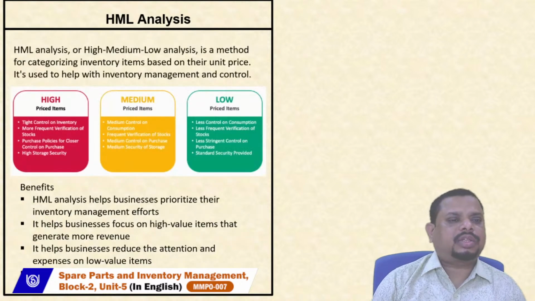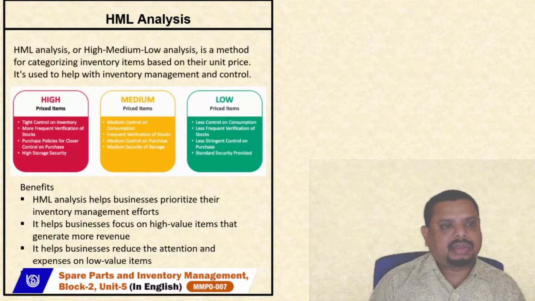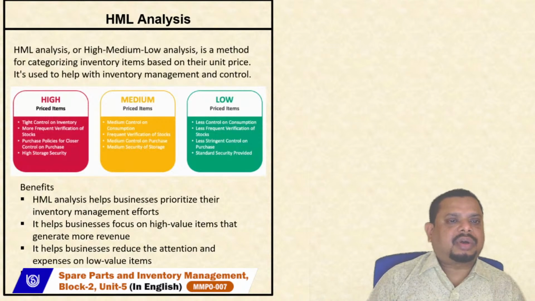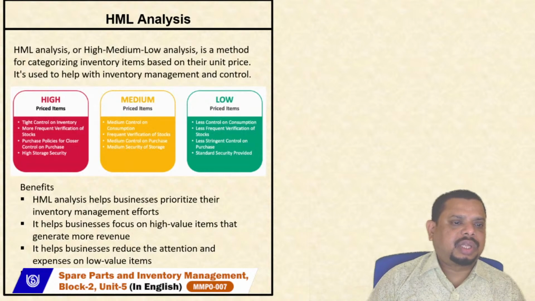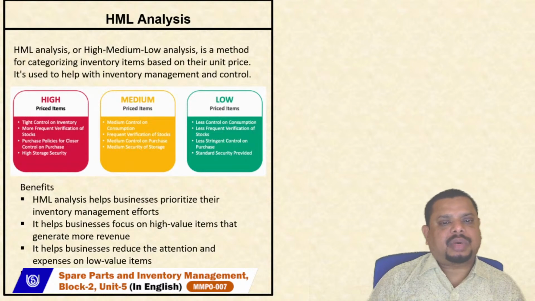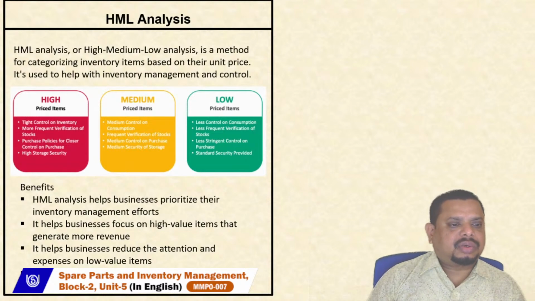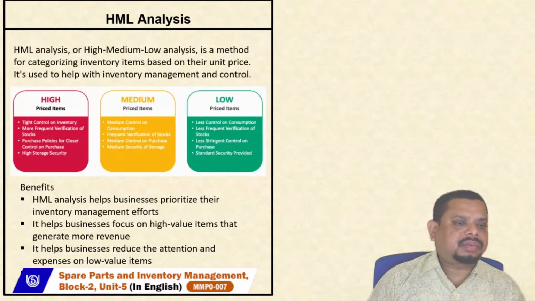Moving to the next one, we have HML analysis. H stands for high, M stands for medium, and L stands for low. This is a method for categorizing inventory items based on their unit price. It is used to help inventory management as well as control. So let's understand what the high price items, medium price items, and low price items are. In case of high price items, tight control of inventory should be done.